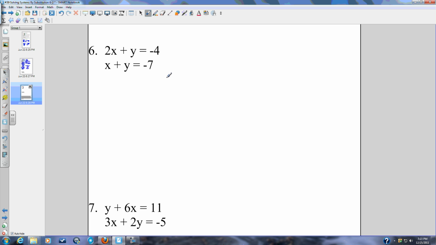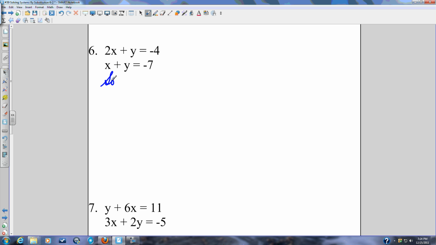Number 6, we have 2x plus y equals -4 and x plus y equals -7. We need to solve one of these equations for a variable. The variable is not isolated at this point, so we are going to have to solve for one of them. Pick whatever is easiest. I would probably go with the second equation, and you can solve for either x or y. I'm going to try to solve for x.